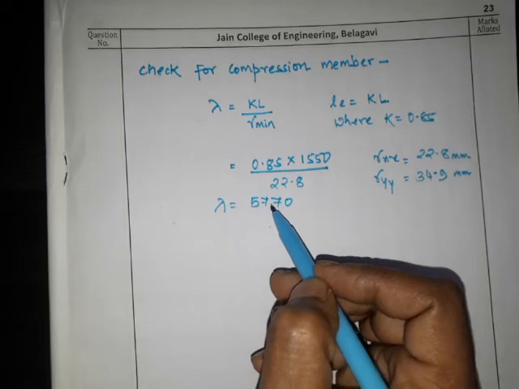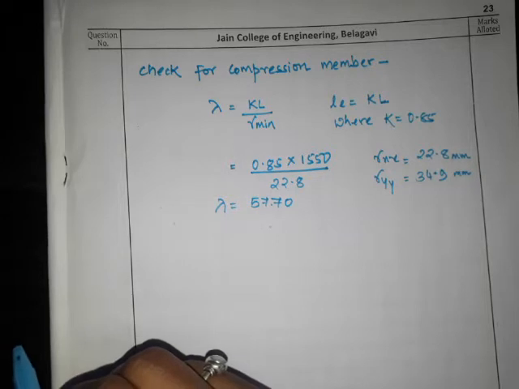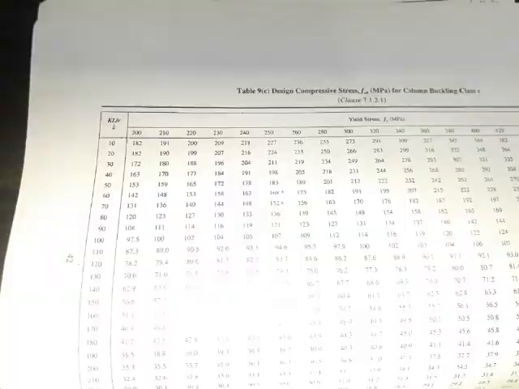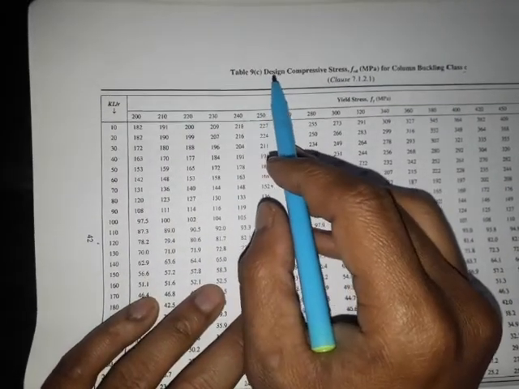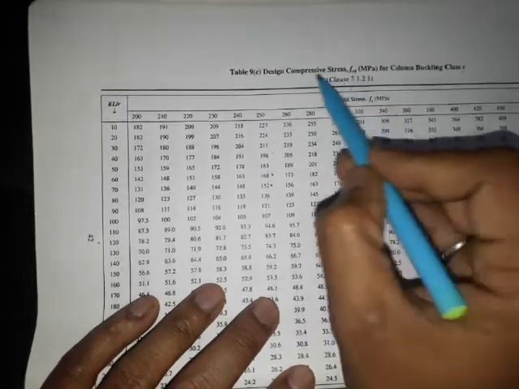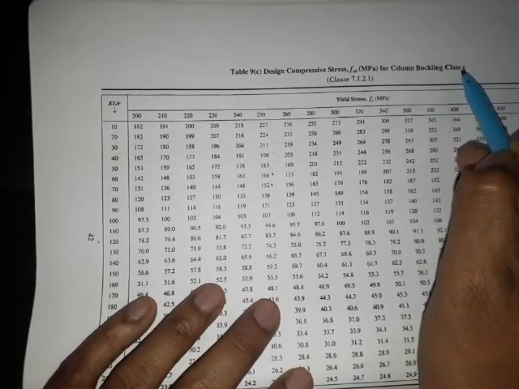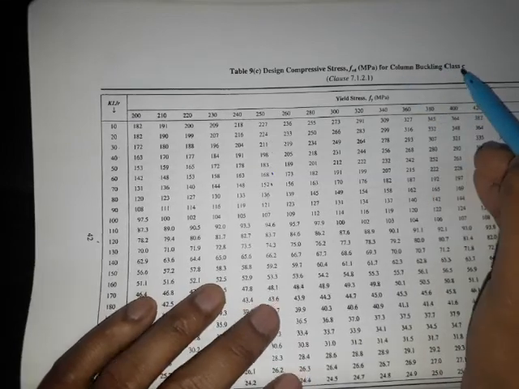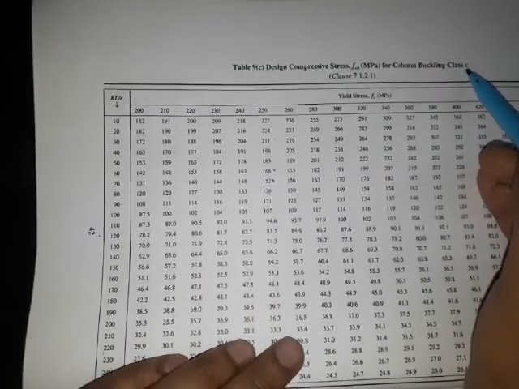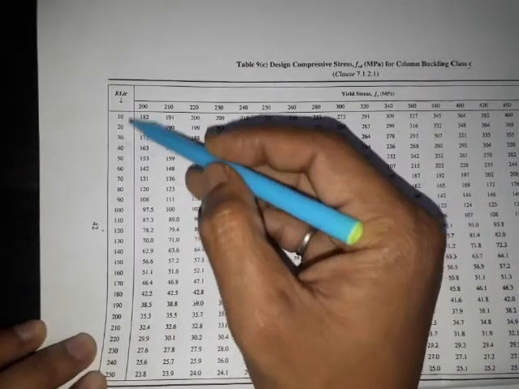Now what you have to do? You have to go back to IS 800, table number 9C. I will show you that. You have to refer to table 9C, the design compressive stress fcd for column buckling class C. In the last session I told you that angle sections come under buckling class C. That's why you have to refer to table 9C, and I also told you how to refer to this table.